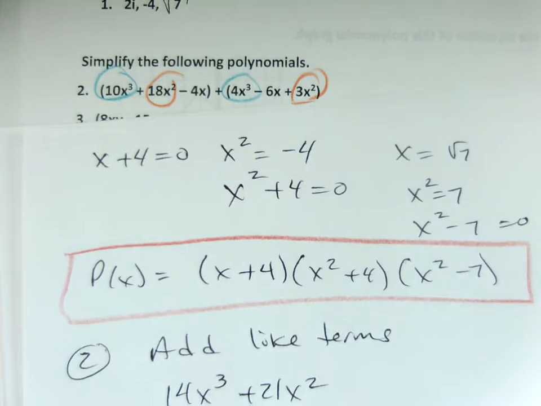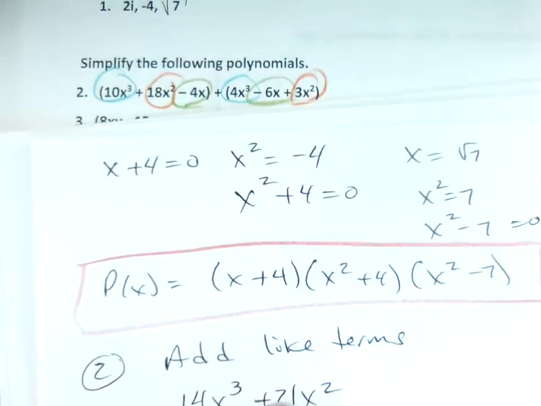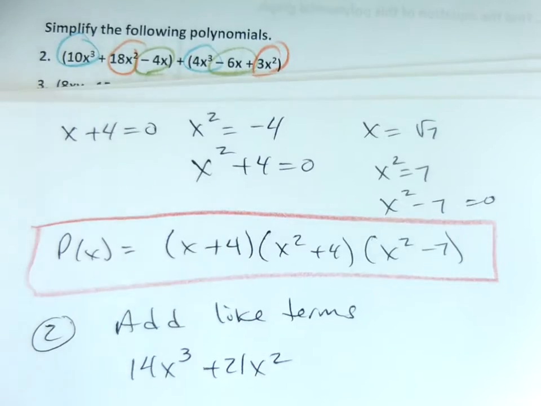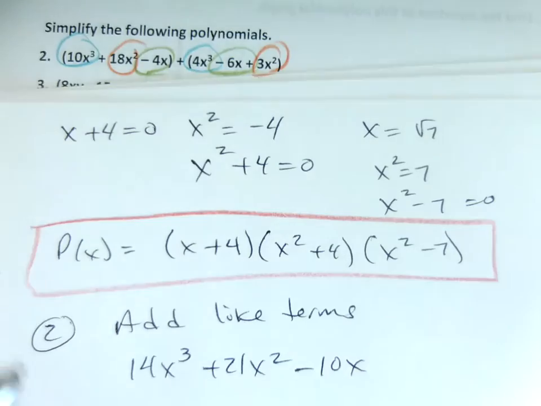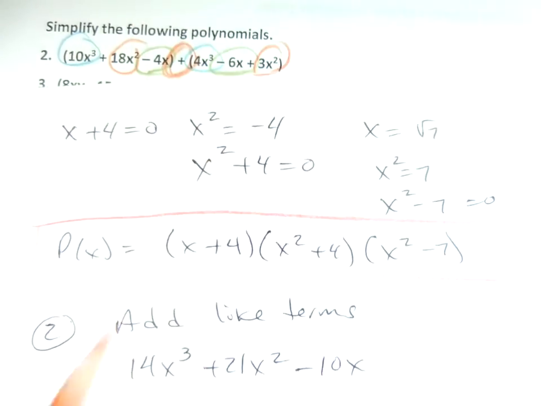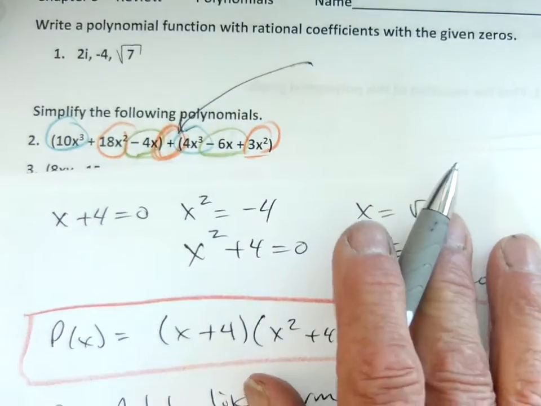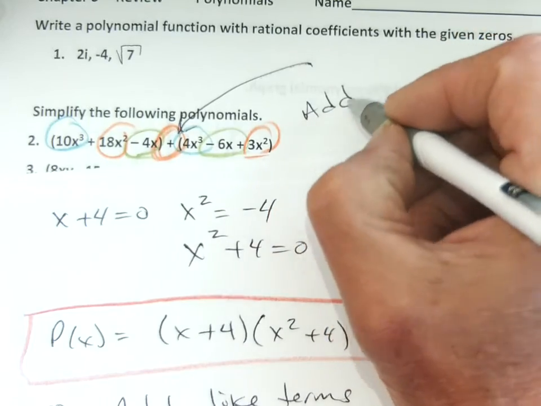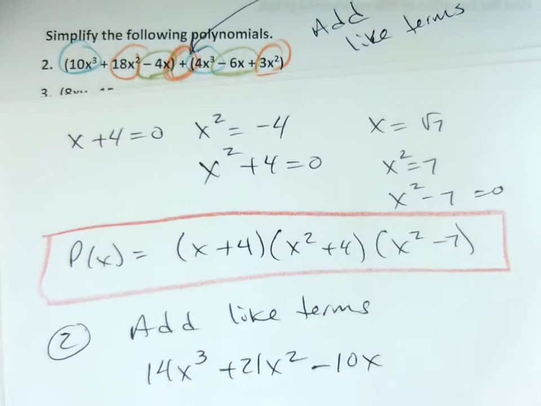I need another color. Oh, green. There's green. And I got a negative 4x and negative 6x, which just makes a negative 10x, right? That's all I have to do, because it says add. Yep, it says add, and I just added. Be careful. If you see the plus, that right there means just add like terms. So that's the answer I got for that one.